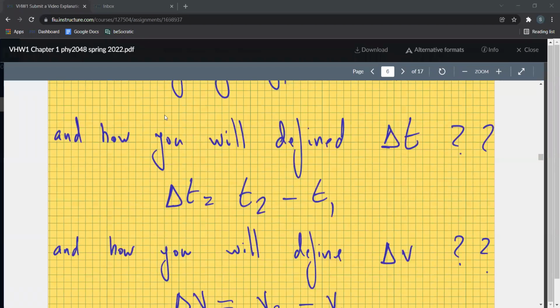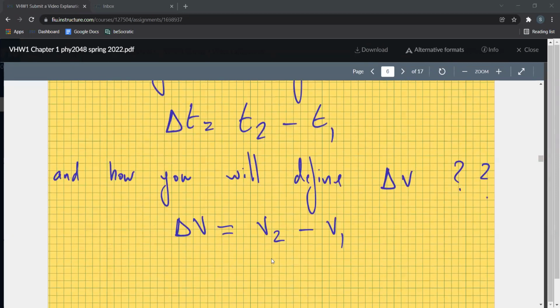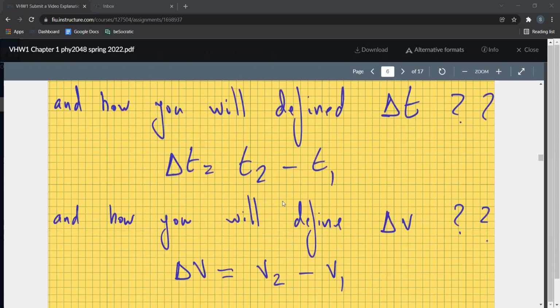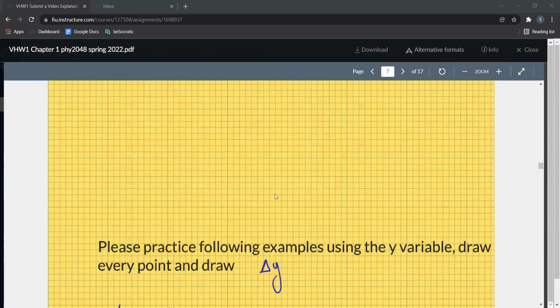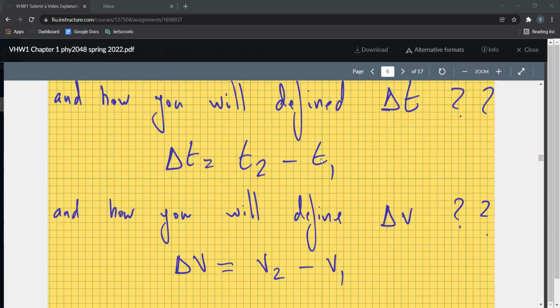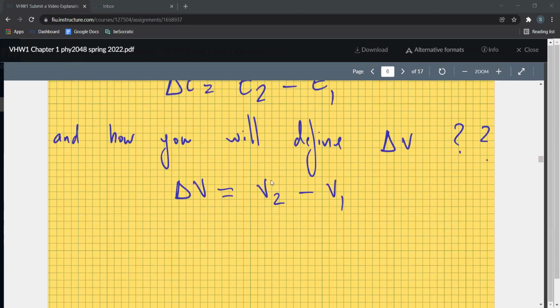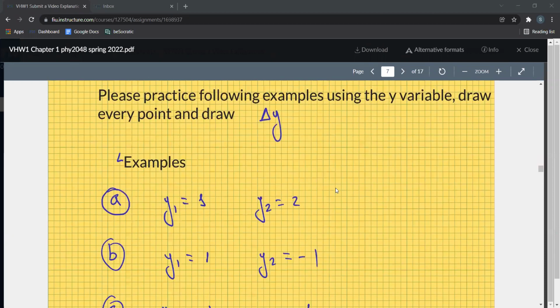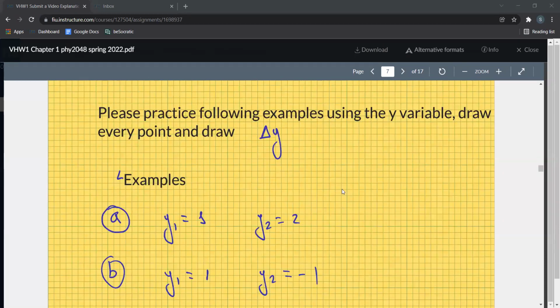How are we going to define a change in time? Well, time is an independent variable, so it would typically go on our x-axis, and a change in velocity would be the same way. Just explaining that it's time final minus time initial, and velocity final minus velocity initial. All right, now we're going to do some practice problems for y.